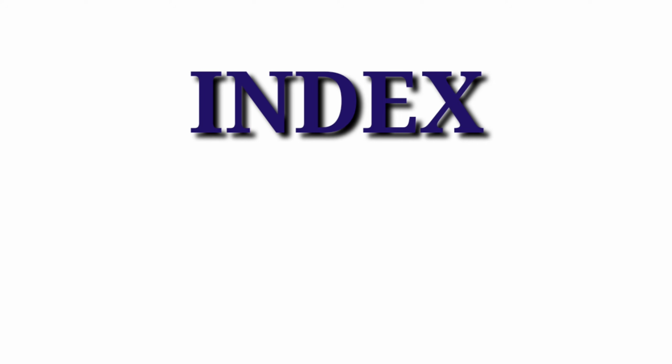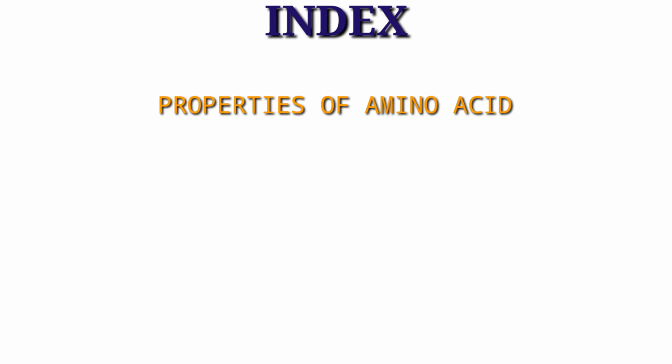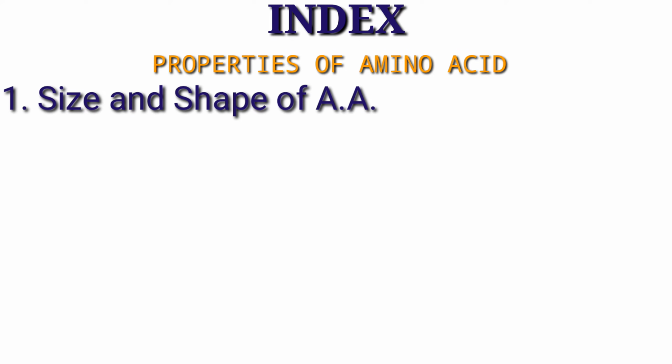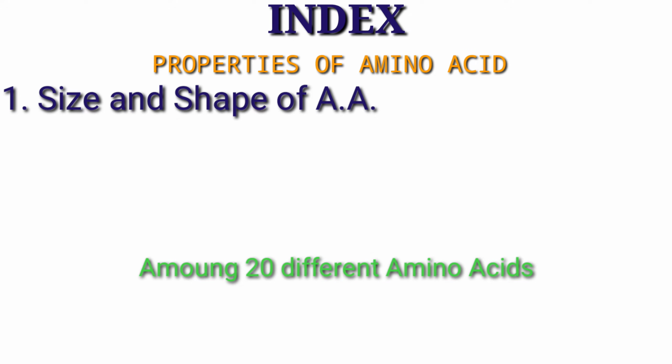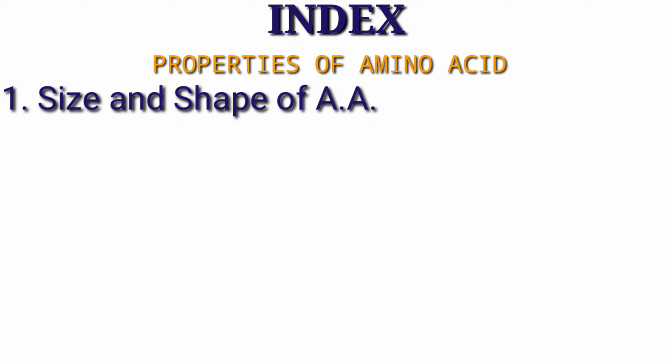If you make an index, the first point in the properties of amino acids is the size and shape of the amino acid. So I would like to ask you one question regarding size. Can you tell me which amino acid was the bulkiest, longest, or biggest among the 20 different amino acids? You can find the link for the first lecture in the description, so please check from there.